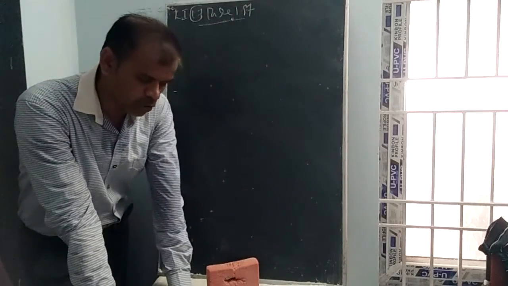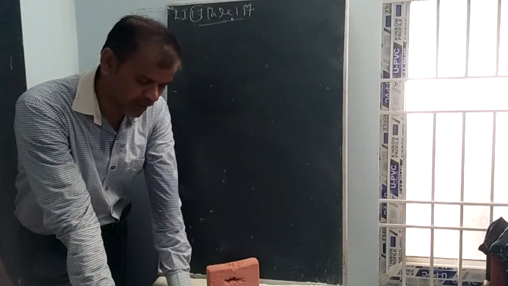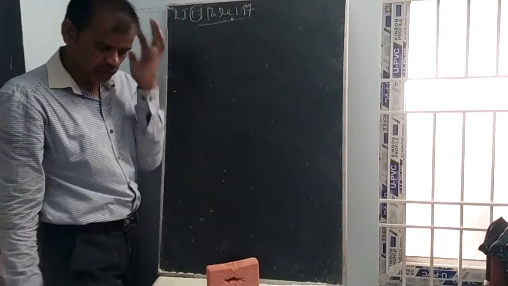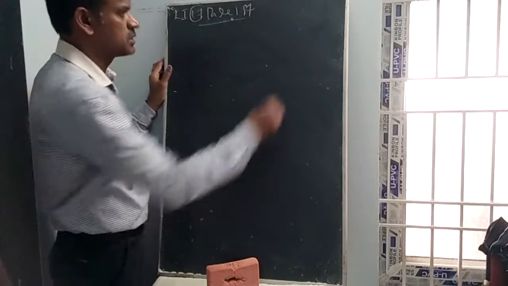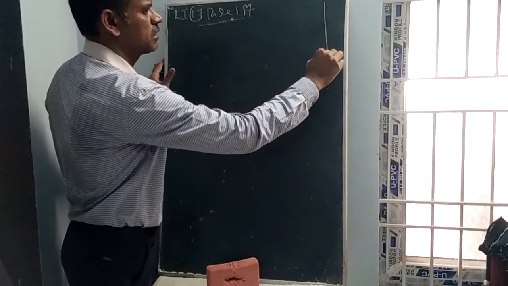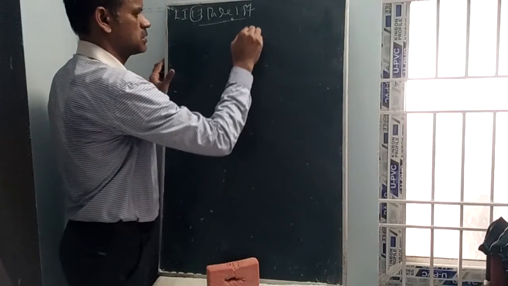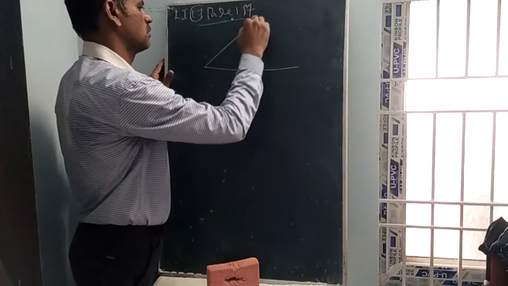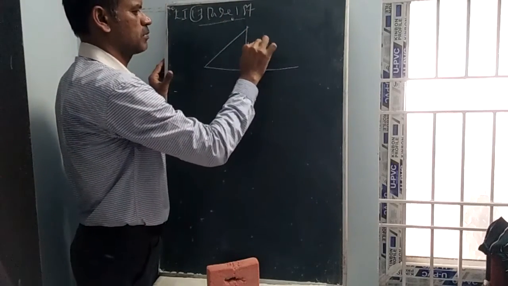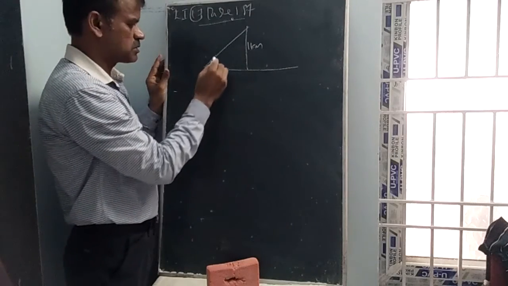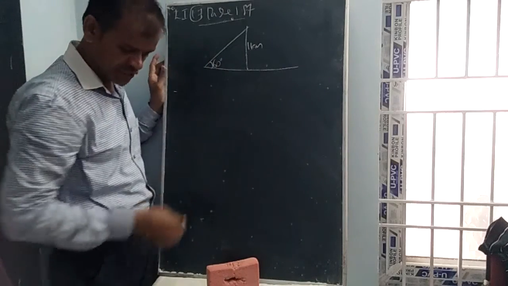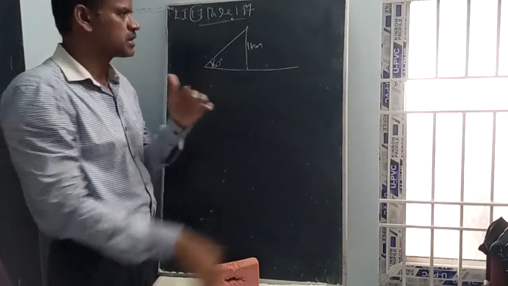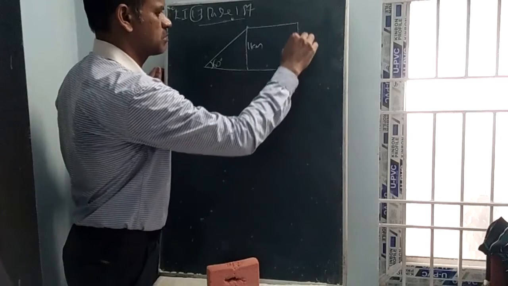Reading the question. An aeroplane flying horizontally 1 kilometer above the ground observes the angle of elevation as 60 degrees. After 10 seconds, the elevation is observed to be 30 degrees. The aeroplane is flying horizontally like this, at a height of 1 kilometer.